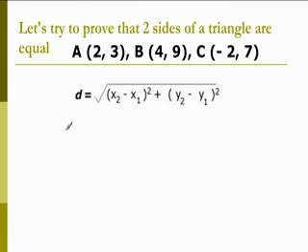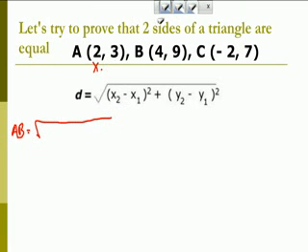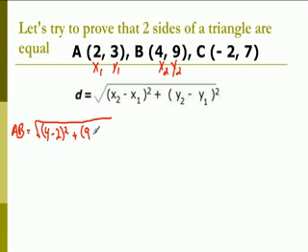So to do that, we're going to use our distance formula. We're going to do line AB first. Remember, this is x1 and y1, x2 and y2. So x2 is 4 minus x1 is 2 squared plus y2 is 9 minus y1 is 3 squared.